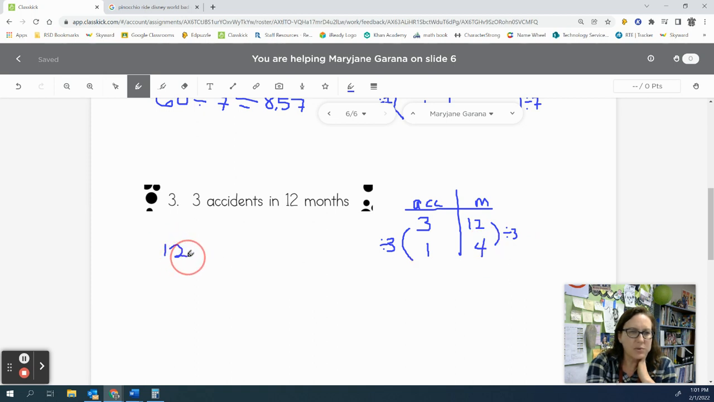And what we did is we did 12 divided by 3 equals 4. So 1 accident in 4 months.